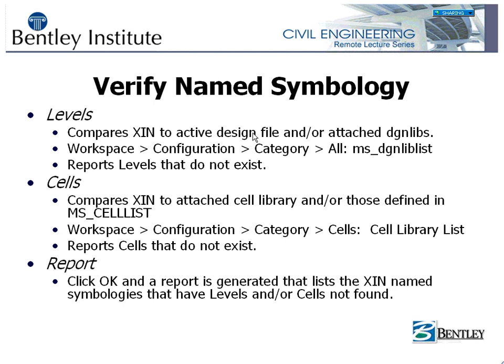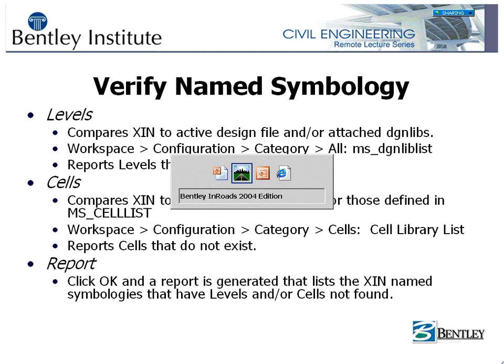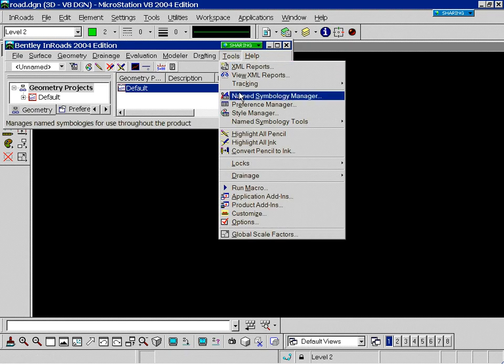The report is important because it lists XIN name symbologies that have levels and/or cells that are not found in the design file or the cell libraries. And you want to know that because if you're trying to display something and it doesn't show up because you're using a cell that's not in your cell libraries, then you can correct that ahead of time. So let's go to the software and see what the Verify Name Symbology dialog box looks like.